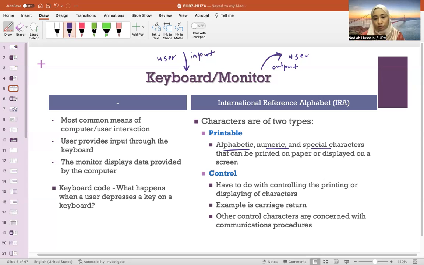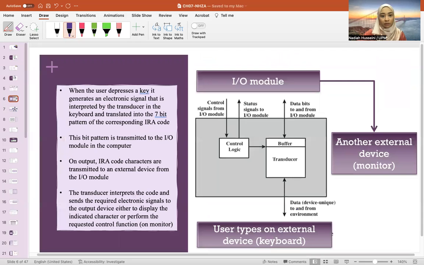And then other control characters are concerned with communication procedures. Okay, so we talked about the I/O module. We talked about the external device. The external device has a control logic, a buffer, and a transducer. The transducer helps to translate. The buffer acts as a temporary storage to counter the mismatch.